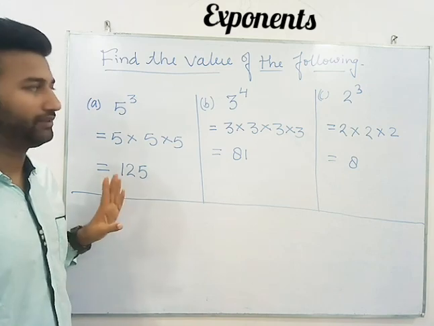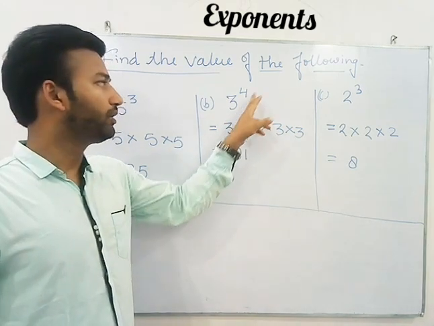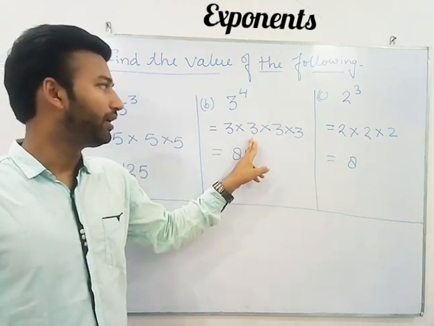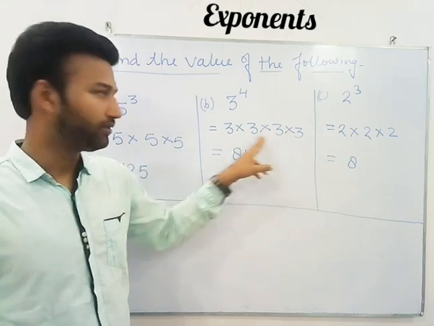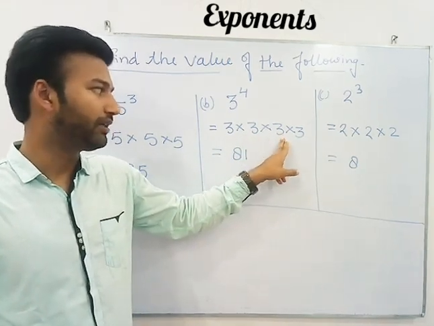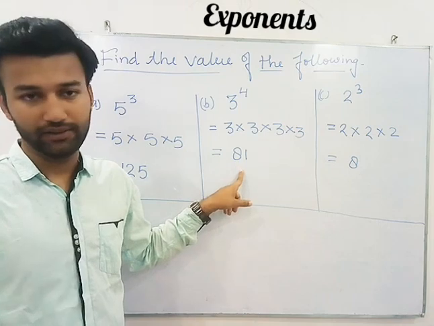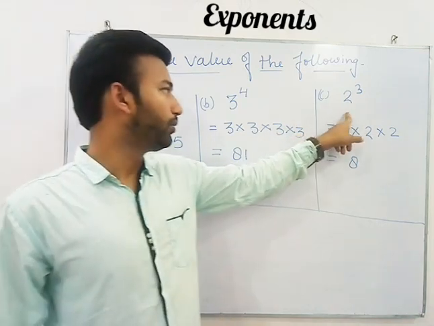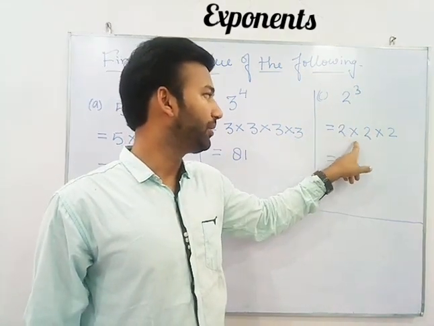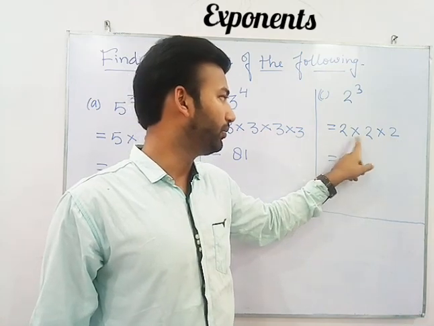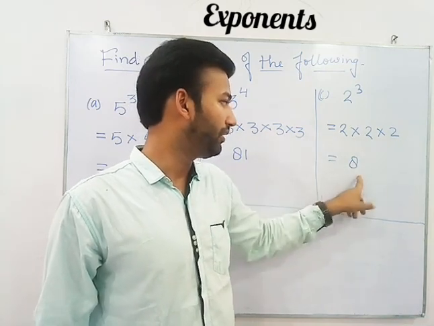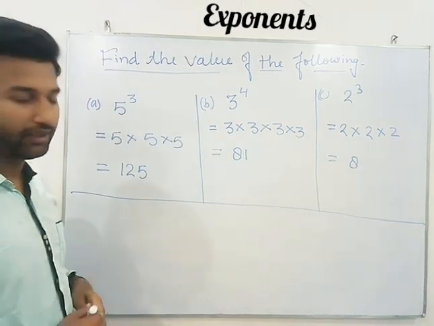This is the answer. Now 3 to the power 4. So 3 is multiplied by itself 4 times. 3 3s are 9, 9 3s are 27, and 27 3s are 81. Another, 2 to the power 3. So 2 is multiplied by 2 three times. 2 2s are 4, 4 2s are 8. This is the answer.